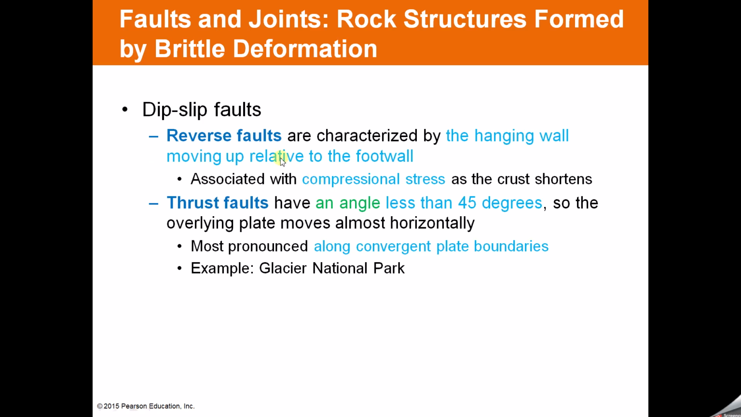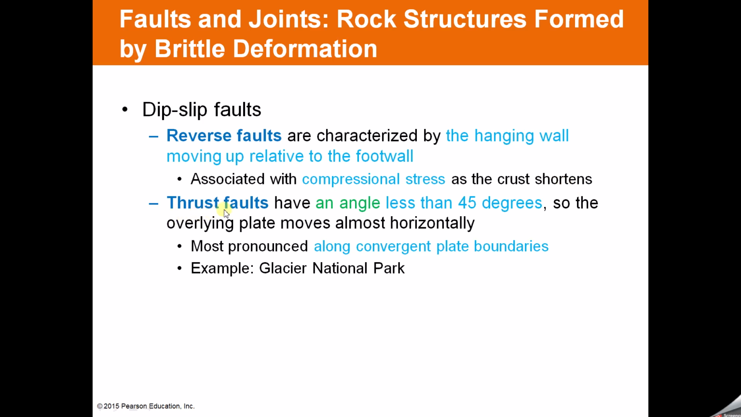So hanging walls moving up relative to foot wall, associated with compressional stress. So it's exactly the opposite. Normal faults, hanging wall moving down, and they are extensional forces. But reverse faults, hanging wall moving up, and crustal shortening. So reverse faults will lead to crustal shortening.